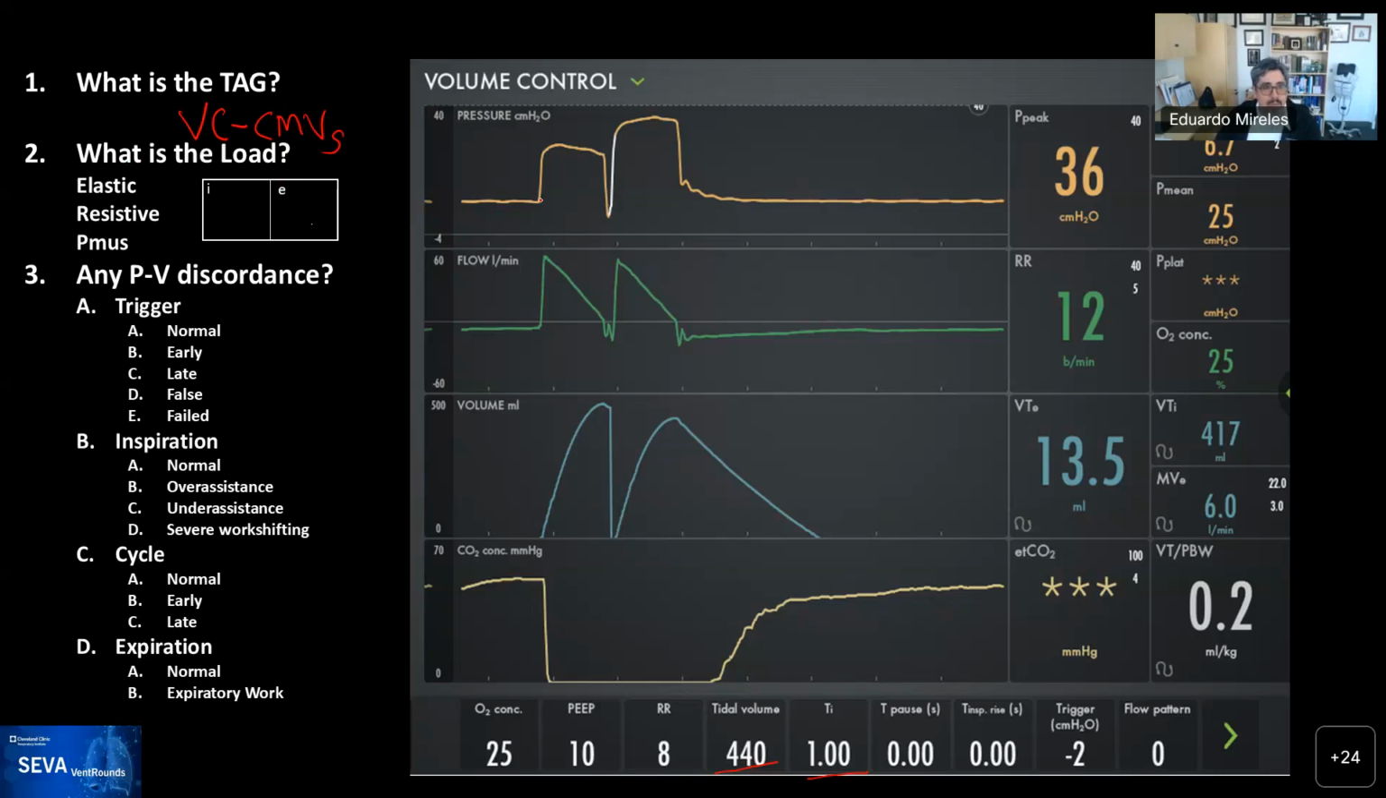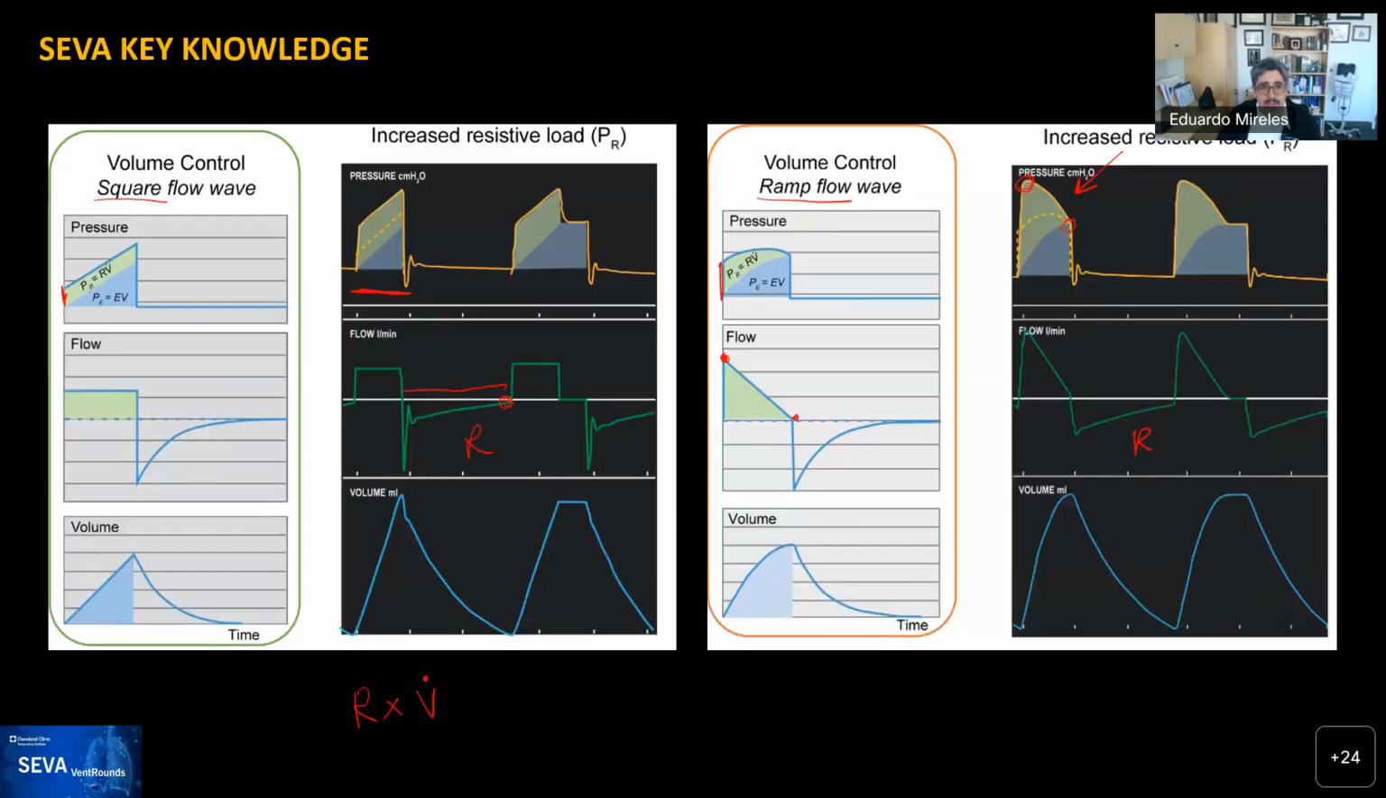And the load, when we watch the first breath, the first question is always if there is PMOS. And because we're controlling the flow during inspiration, I have to look at the pressure waveform. As I look at the pressure waveform in this circumstance, I know it's a descending ramp. So I'm just going to go back for a second and show you the ideal, how it looks.